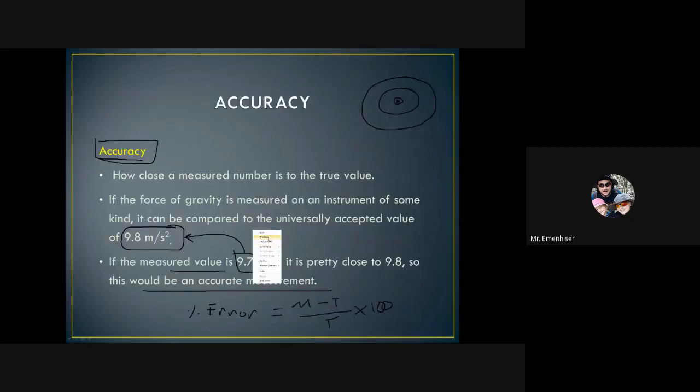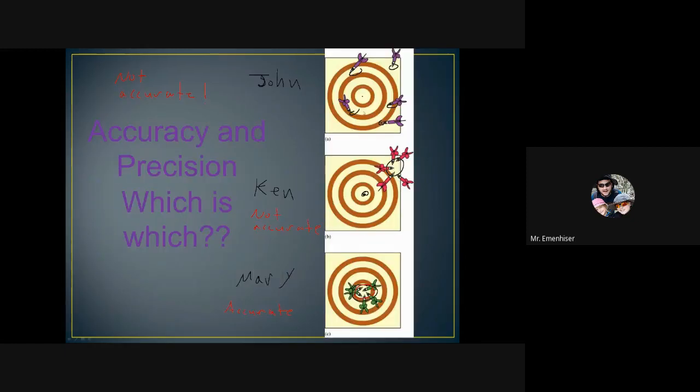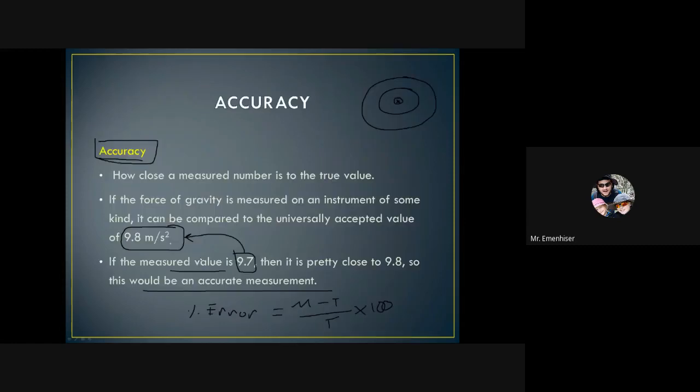So I want you guys to understand what it means conceptually with darts, but I also want you to understand what accuracy means by the numbers. If I measured 9.7 and I'm supposed to get 9.8, if those are very close, then I was accurate. So you need to be able to recognize that with numbers, okay, if they're close.